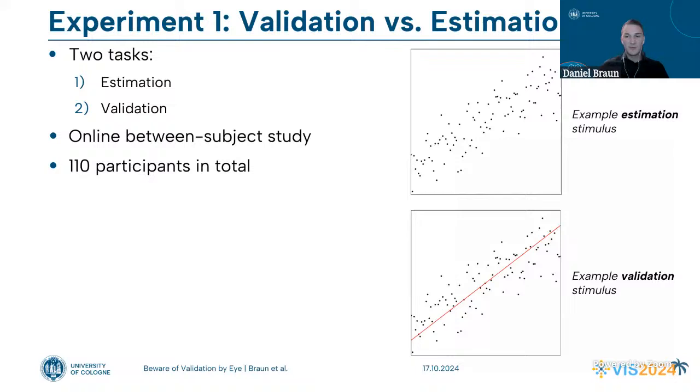In the first experiment, we compared humans' ability in visual validation and estimation in a between-subject online study. The first group of participants only saw the raw data and had to estimate the linear trend of the data points on their own. The second group was shown pre-drawn trend lines in addition to the raw data, which the participants had to either accept or reject as the true trend of the underlying data.